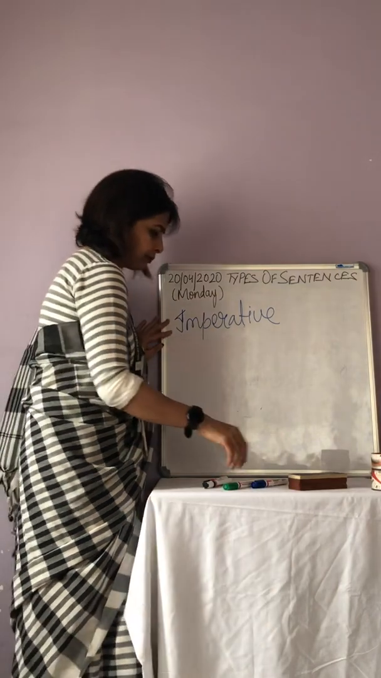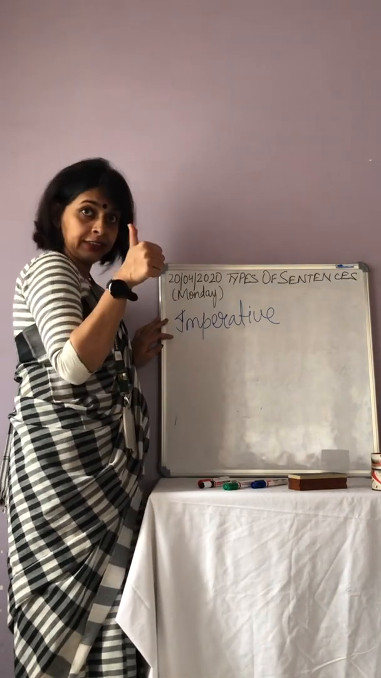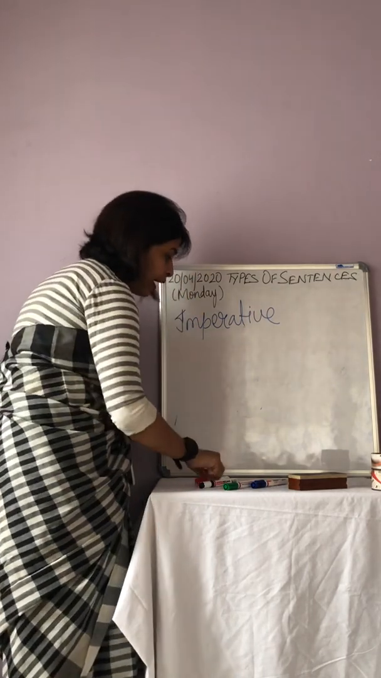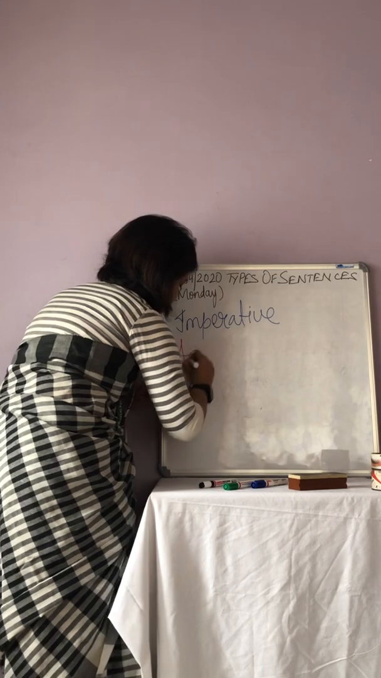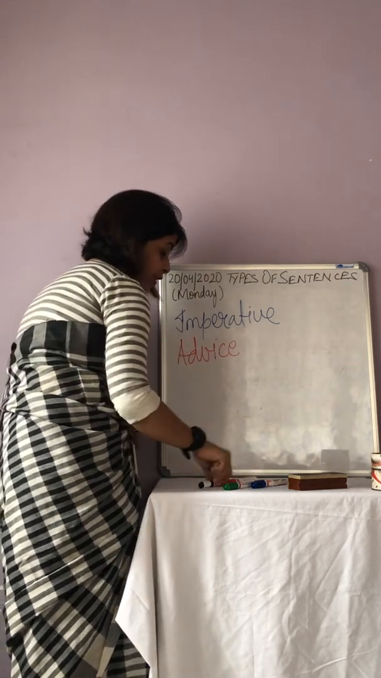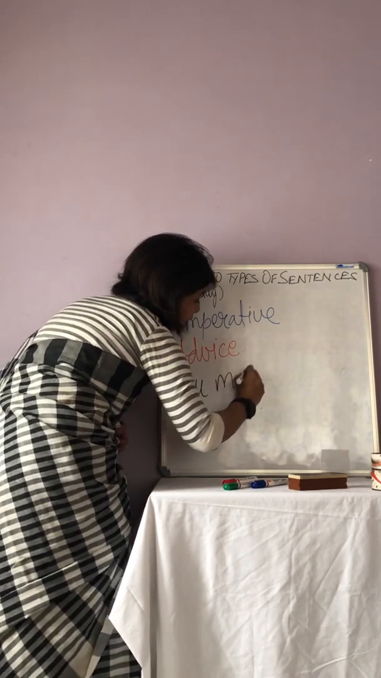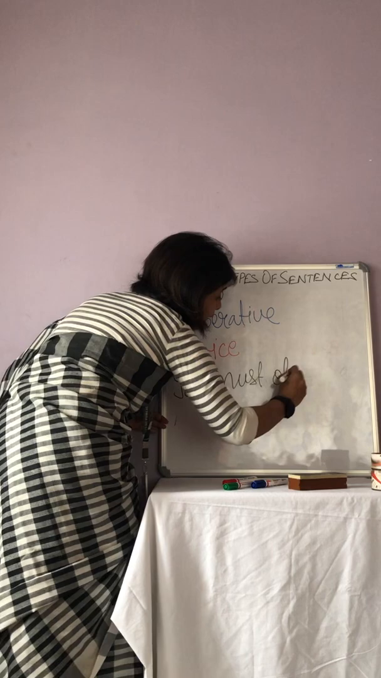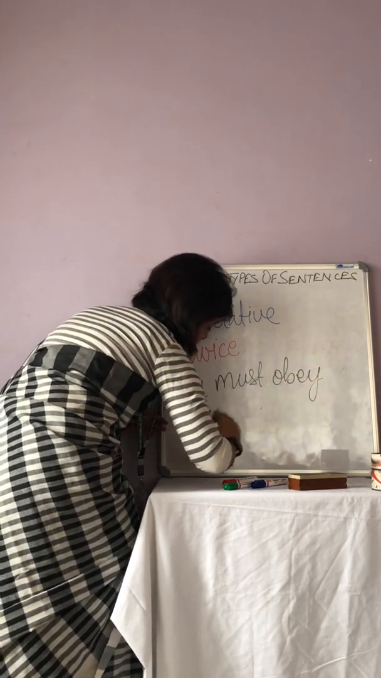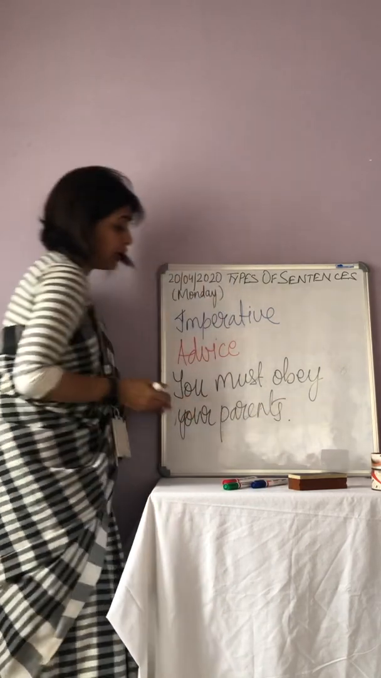Alright? Now, imperative we have done order. We have done request. Now, what is the last? Advice. What is an advice? An advice is: you must obey your parents. Alright, you must obey your parents.